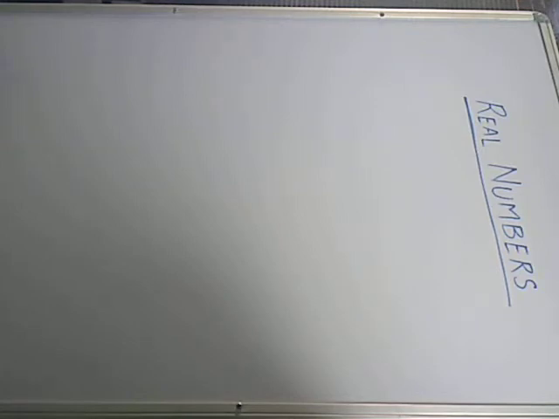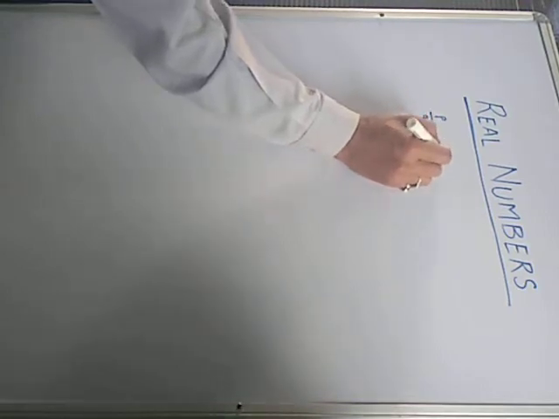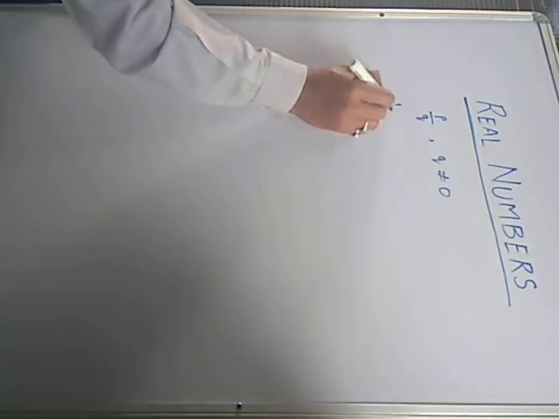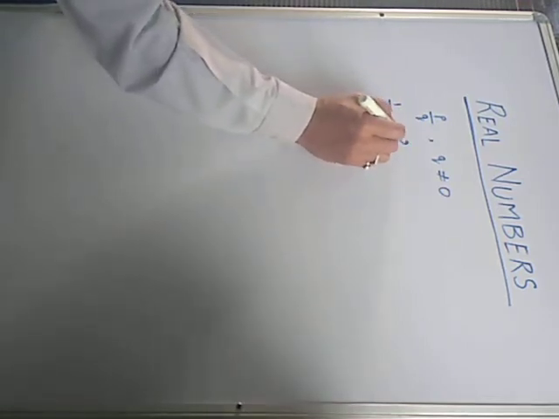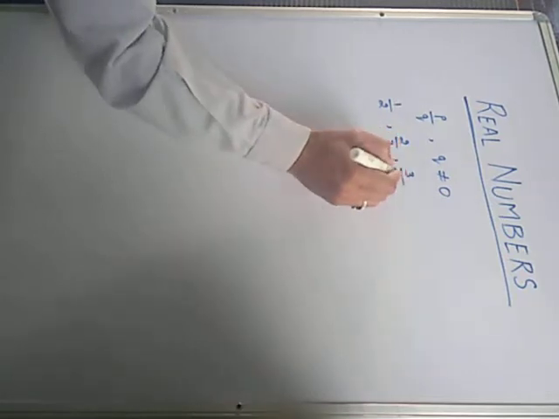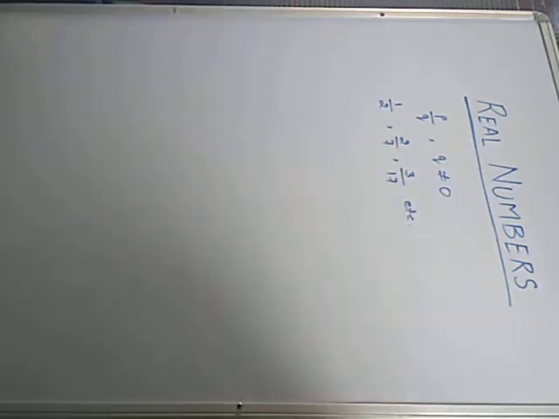Just for revision, rational numbers are those numbers which can be expressed in the form of p by q, where q is not equal to 0. For example, 1 upon 2, 2 by 7, 3 by 17, etc. These are rational numbers.